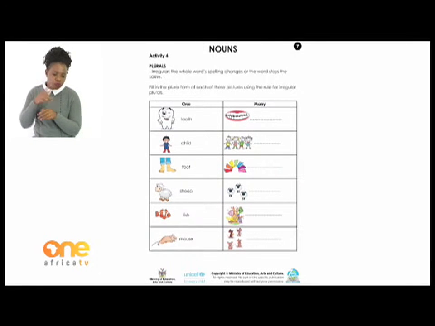Our example, tooth. Do we add ES? Do we add S? No. The noun changes completely to become teeth. So fill in for child, foot, sheep, fish, mouse.